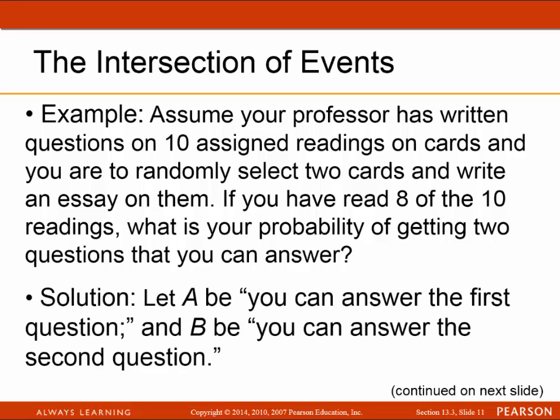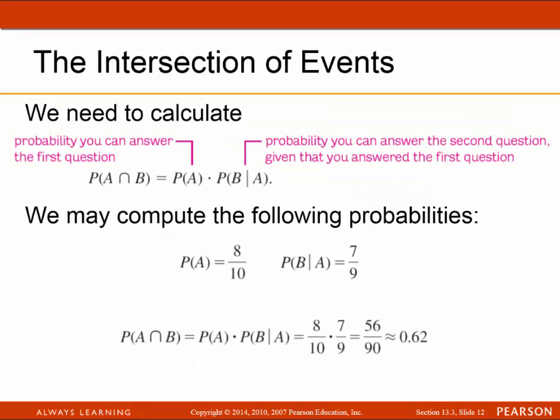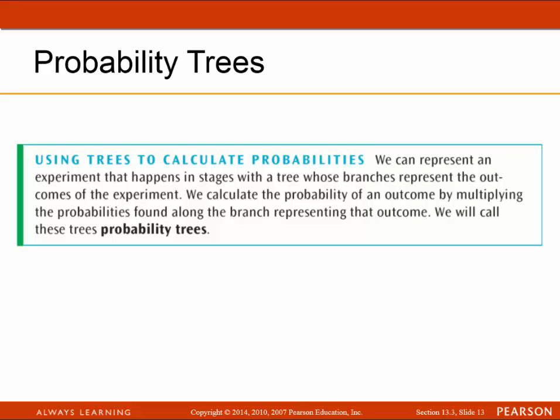So let A be that you can answer the first question. Let B be that you can answer the second question. So we need to calculate P of A and B. That's going to be equal to the probability of A times the probability of B given A, which is the probability you can answer the second question given that you can answer the first question. So P of A is 8 out of 10 because you did 8 readings out of the 10. The probability of B given A is 7 out of 9. You reduce it by 1. So P of A and B is equal to 8 over 10 times 7 over 9, which is approximately 0.62 or 62%.